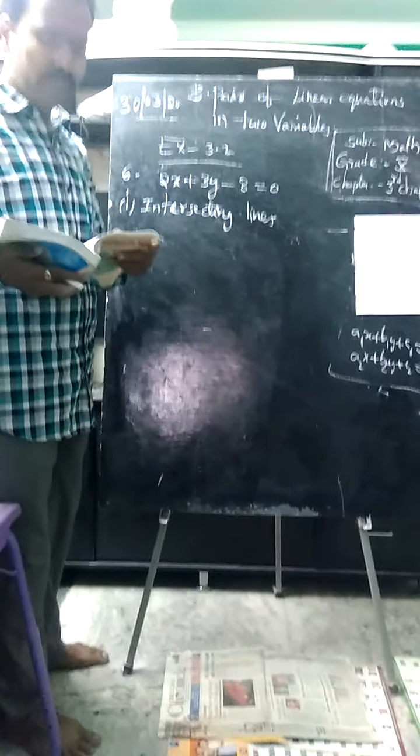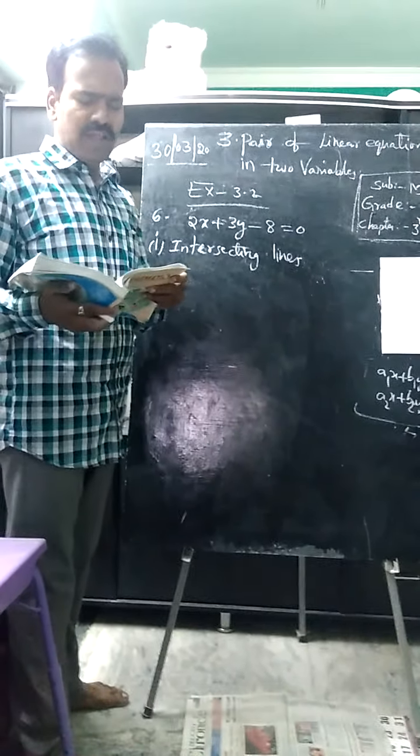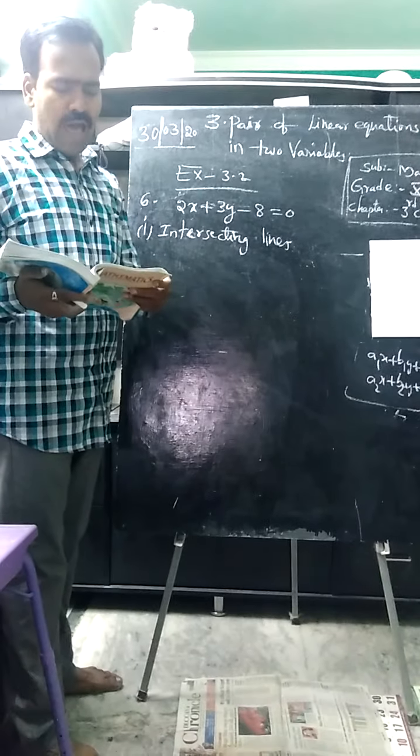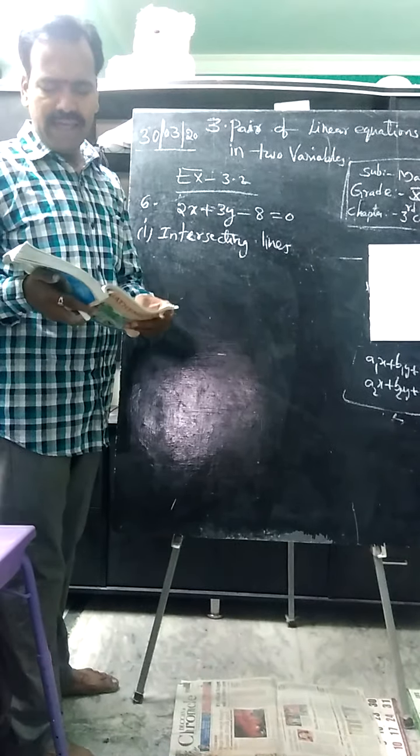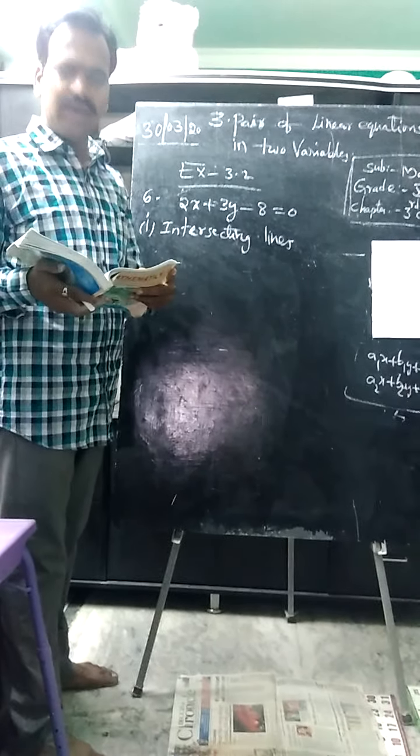Here, the last problem we will discuss in this exercise. Of course, we have one more problem, problem 7. Draw the graphs of the equations given and determine the coordinates of the vertices of the triangle formed with these lines and the x-axis, and shade the triangular region.